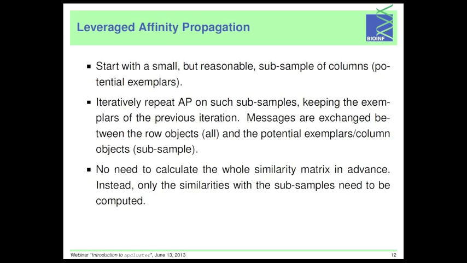And that's why you don't need to calculate the whole similarity matrix in advance. So that means, for instance, if you take 1% of your data as potential exemplars, then you have just 1% of the similarity matrix. And even if you do it 100 times, which is maybe a little bit exaggerated, then you actually have 100 times 1% of the similarity matrix, and you don't have to keep the whole similarity matrix in your memory. It's just 1% of memory that you need.